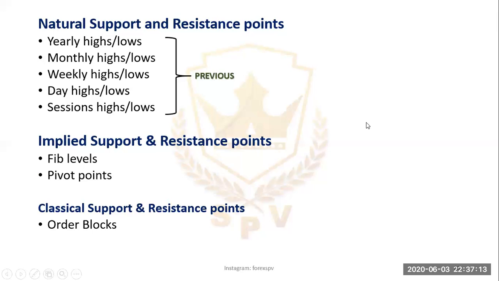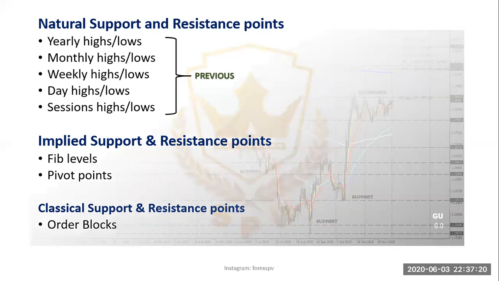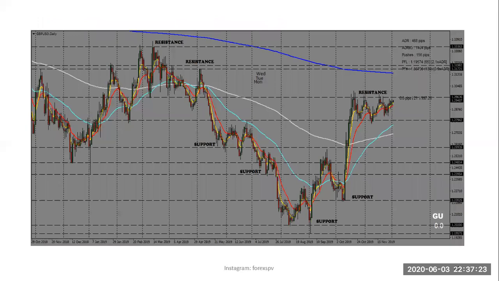In the order blocks, we are talking of specific price levels here, not a zone like the natural and implied support and resistance. So here I marked the highs and lows of the month, the monthly highs and lows. This was GBP/USD last year. You can see price coming to retest these areas and then continue with the trend.